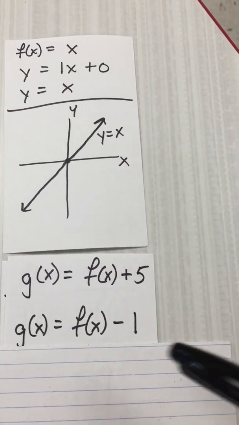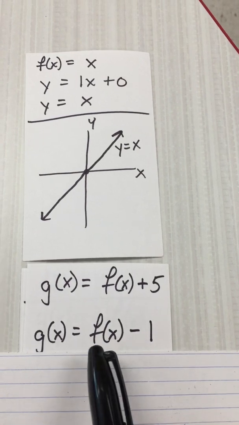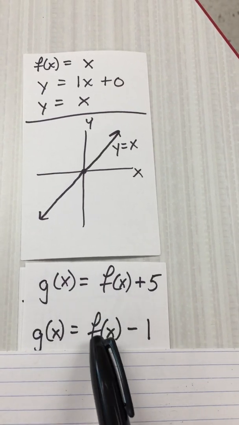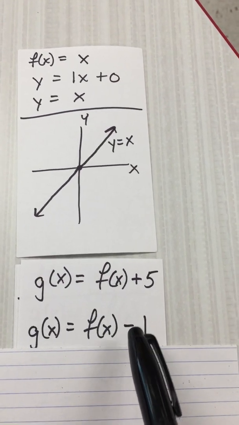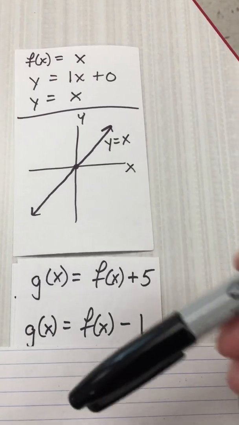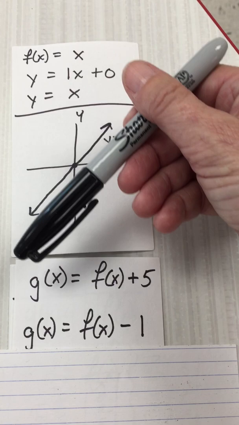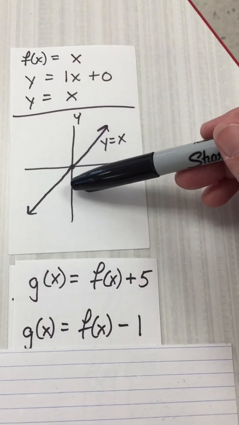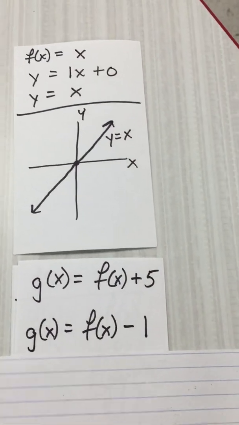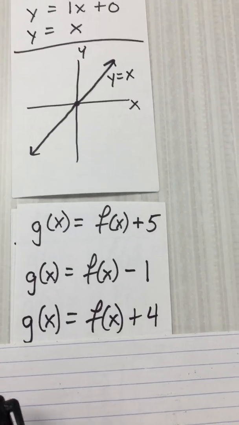The next one, new equation is g of x. It means take the first equation, the f of x, the parent function, and subtract 1. If you subtract or add on the outside, it's shifting it up or down. So this is down 1. It just took that line and shifted it down 1 unit, so it's now crossing at negative 1 on the y-axis.